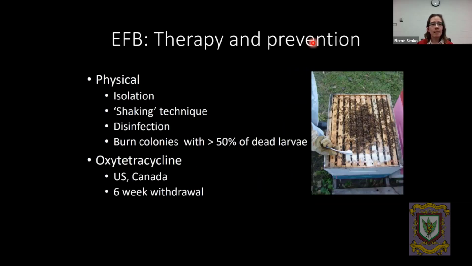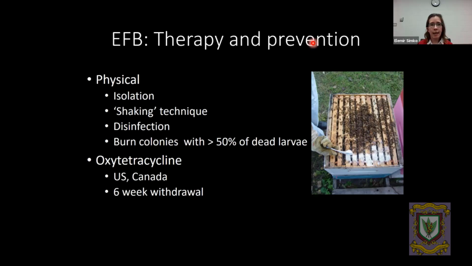There are also some physical methods for treating European foulbrood, and one is isolating infected colonies in a hospital yard to prevent transmission of the bacteria to other surrounding colonies. Some beekeepers will choose to treat this disease by the shaking technique and shaking adult bees from affected brood frames into new equipment. And the remaining infected equipment can either be burned or disinfected using a bleach solution. In severe infections, some beekeepers will choose to burn colonies that have a high proportion of dead larvae.